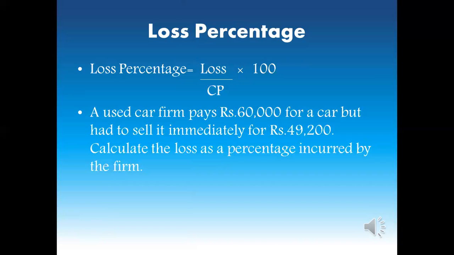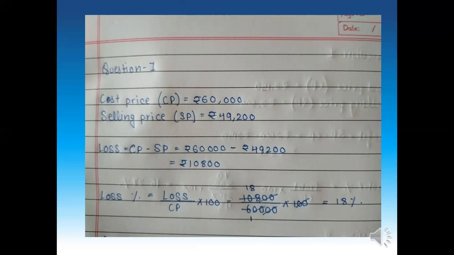A used car firm pays rupees 60,000 for a car but had to sell it immediately for rupees 49,200. Calculate the loss as a percentage incurred by the firm. So now this is the answer. Now here we are simply finding out the loss. Now how do we find out loss? Just as we read, we also saw that loss equals CP minus SP. So in this condition, it will be 60,000 minus 49,200, which gives us 10,800. Now the final answer will come as this. Loss percentage equals loss upon CP into 100, which in this situation will be 10,800 upon 60,000 into 100. And we cross over numbers while doing this. And the final answer will be 18%.